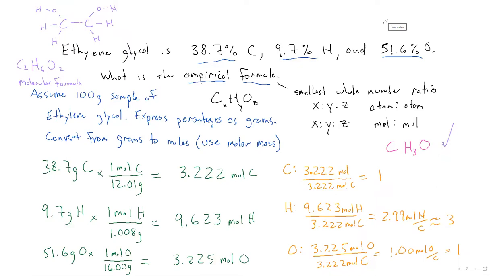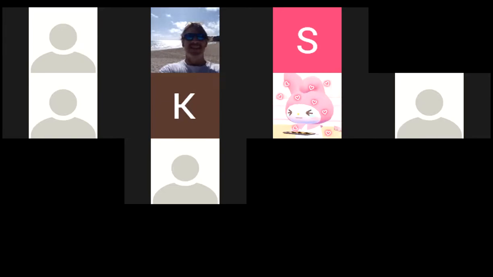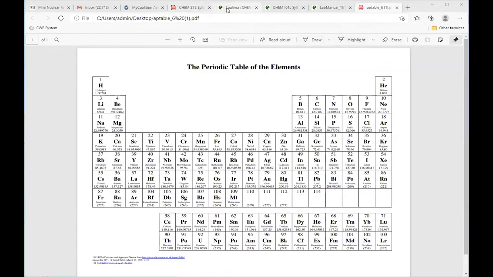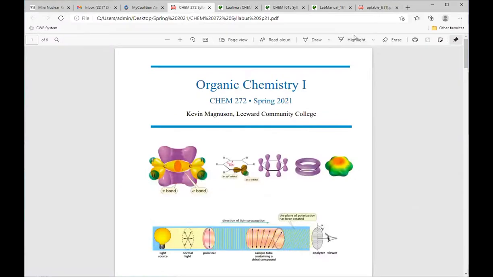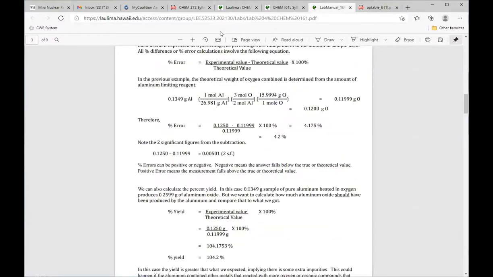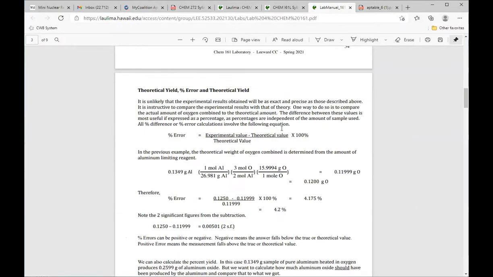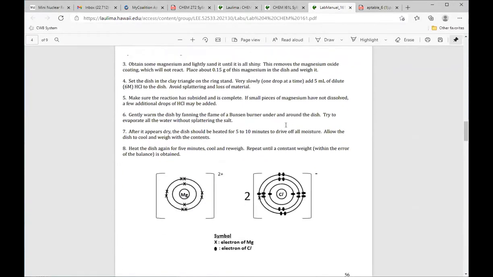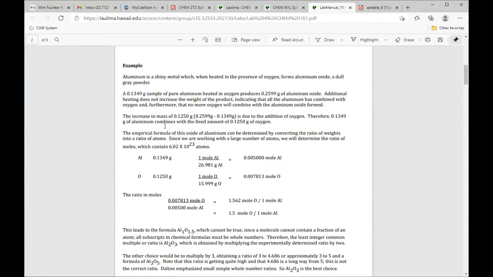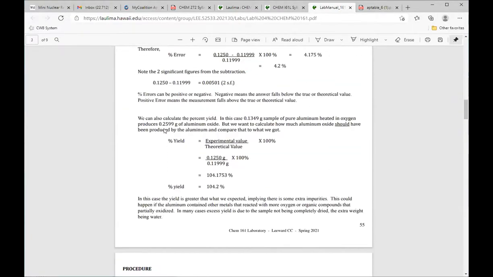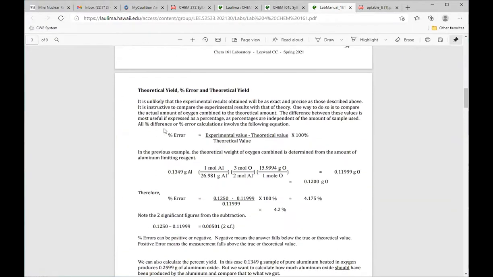So in today's lab, what are they doing in today's lab? We're going to determine the empirical formula for magnesium chloride. So the empirical formula for magnesium chloride, I'll find it here somewhere. There it is. So your book does an example here of aluminum oxide. Similar example to what I did.